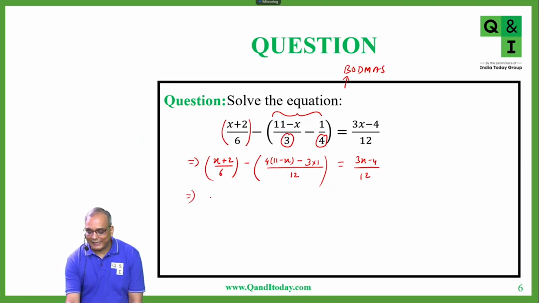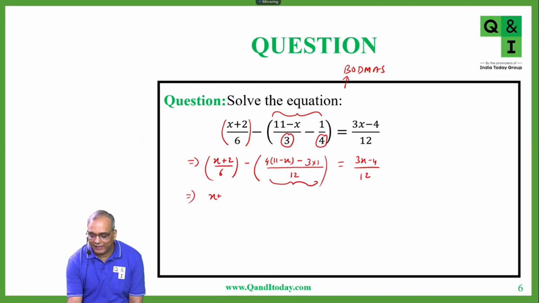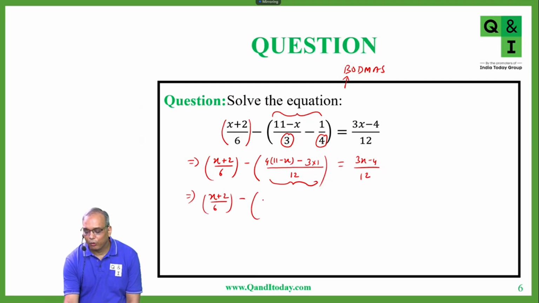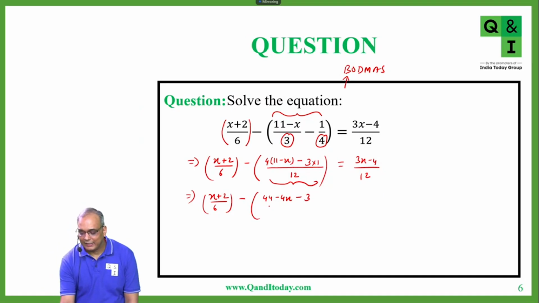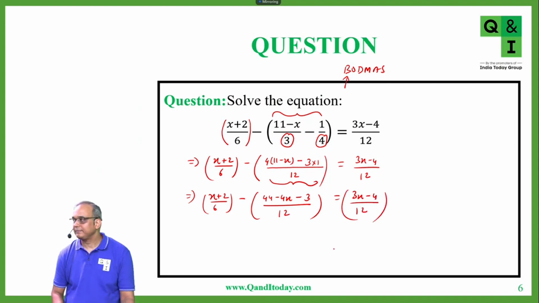Now, let us solve this term inside the bracket. So we have x plus 2 over 6 minus of 4 times 11 is 44 minus 4x minus 3, right? Divided by 12 is equal to 3x minus 4 over 12. Clear?